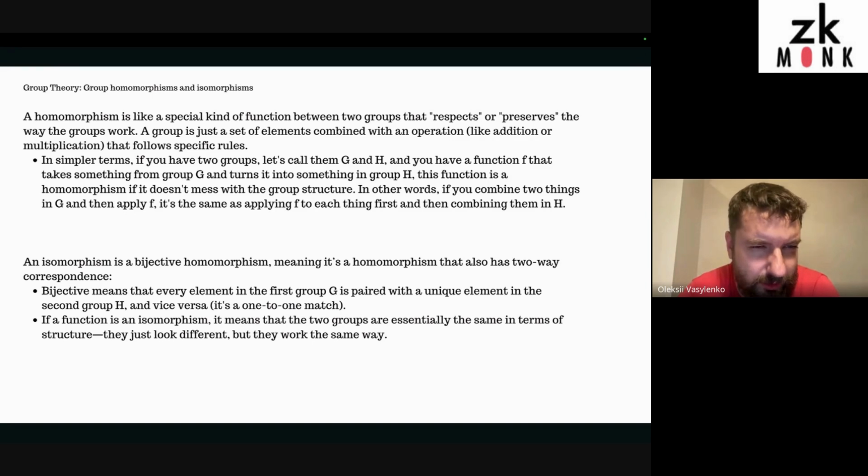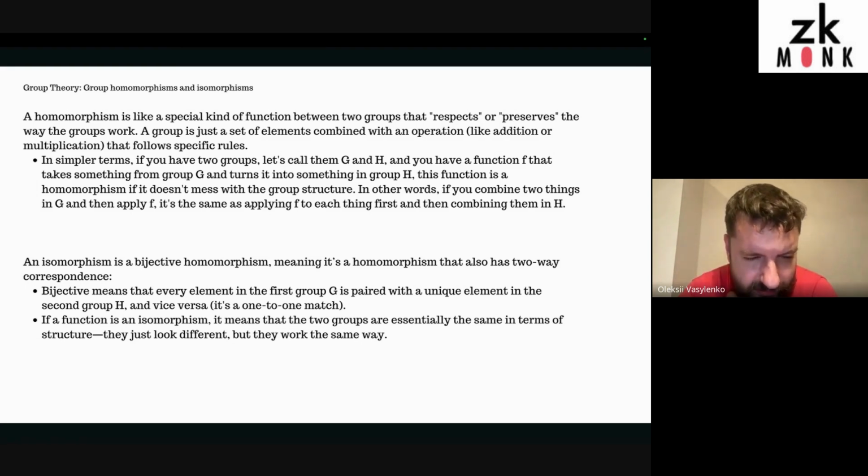Okay, group homomorphism and isomorphism. A homomorphism is a special kind of function between two groups that respects and preserves the way the group works. A group is just a set of elements combined with an operation that follows specific rules. If you have two groups, let's call them G and H, and a function that takes something from group G and turns it into something in group H, this function is homomorphic if it doesn't mess with the group structure. So if you combine two things in G and then apply F, it's the same as applying F to each thing first and then combining them in H.